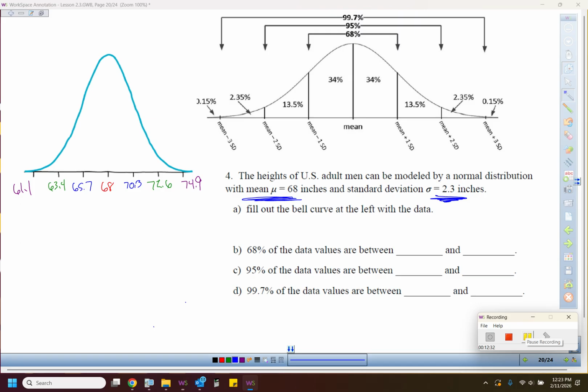Cool. So now that we have all those numbers written down from the applet, check out how easy these questions will actually become thanks to this little picture that I have up here. It says 68% of the data values are between blank and blank. We're going to use this right here.